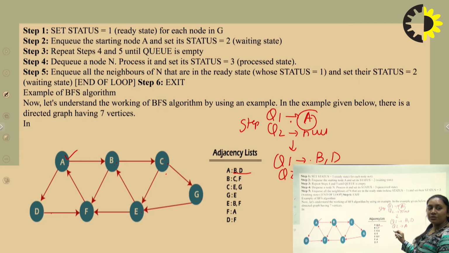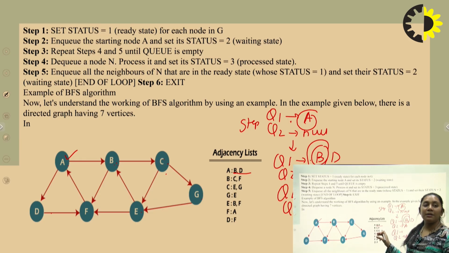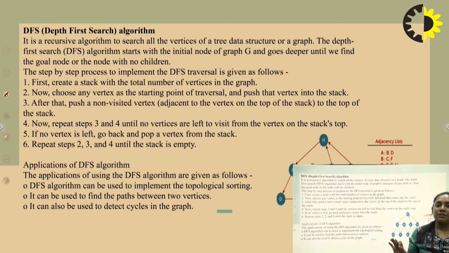Same, step number 3, in Q1 the B element is popped and stored in the Q2 elements, right? So A comma B, right? Next, Q1 stores the neighboring elements of B. When the first element is popped, the neighboring elements are stored. So B's neighboring elements are C and F, comma D. Then similarly, C is popped to Q2, and its neighboring elements are stored. Sequentially we can do this, and we find the sequence of the elements.